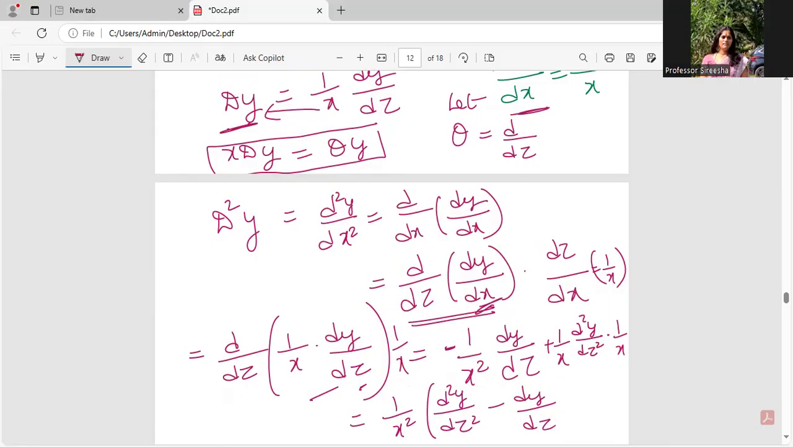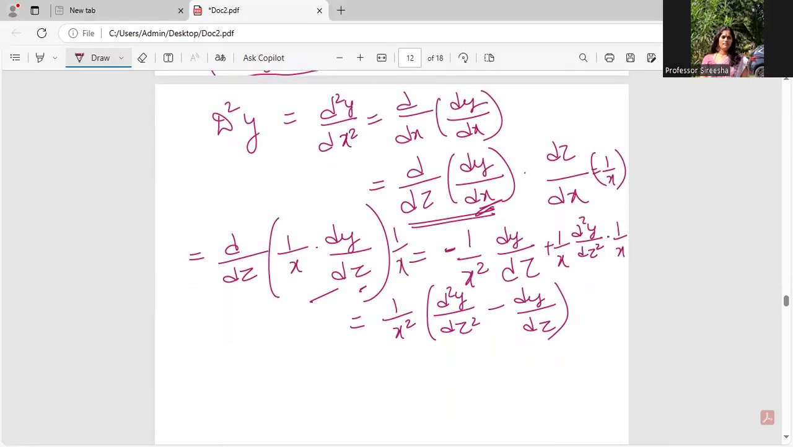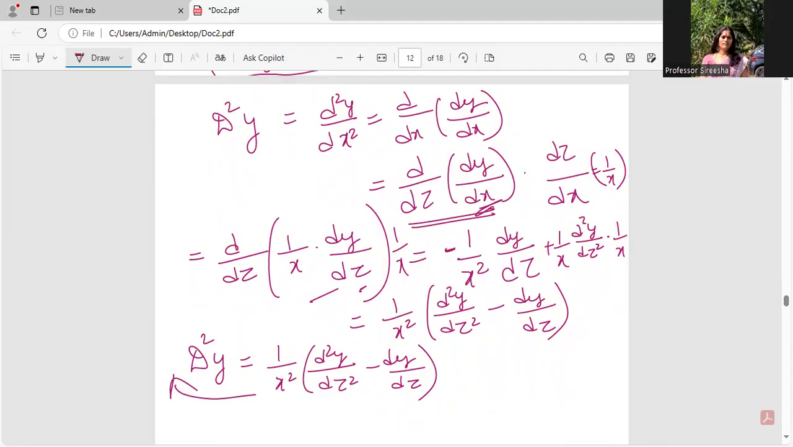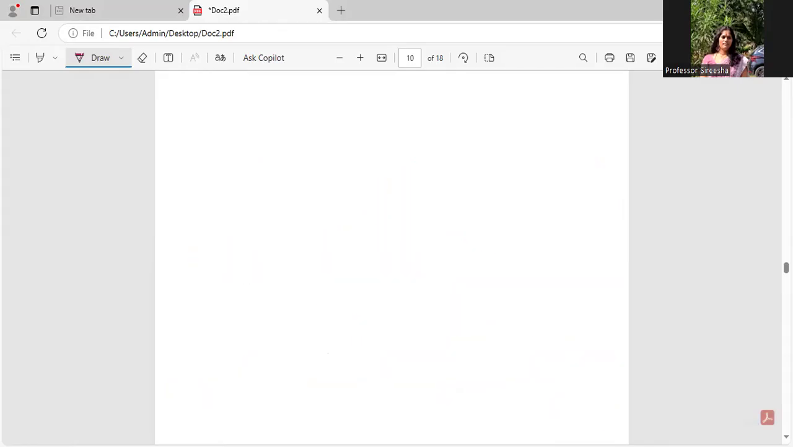If you don't understand all these manipulations also, it is fine. I'll tell you what to remember. D square y is equal to 1 by x square into d square y by dz square minus dy by dz. I know I am notating d by dz as theta, and x square I will take towards this side. So I'll be having x square D square y equal to theta square y minus theta y. It is nothing but theta into theta minus 1 into y. I know what is theta, it is d by dz. That's how I will be solving it. Just see here.